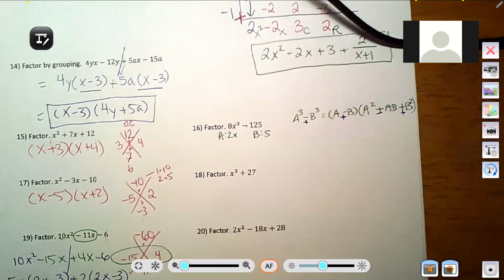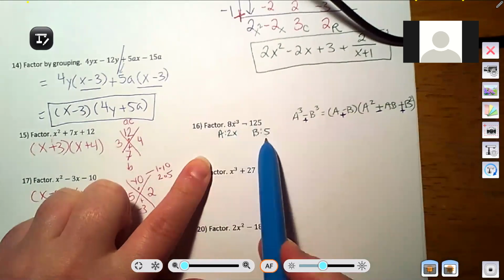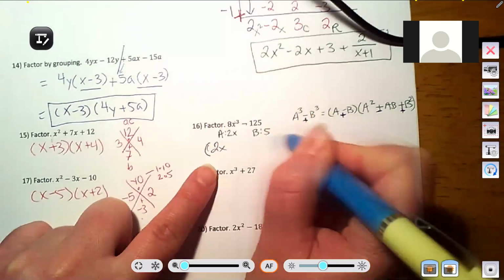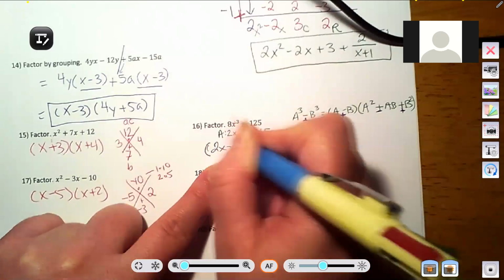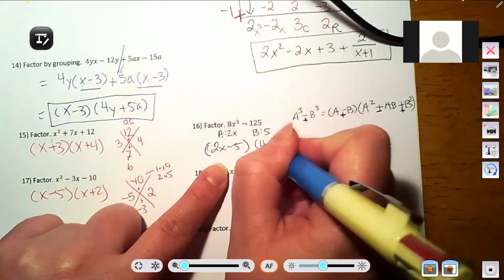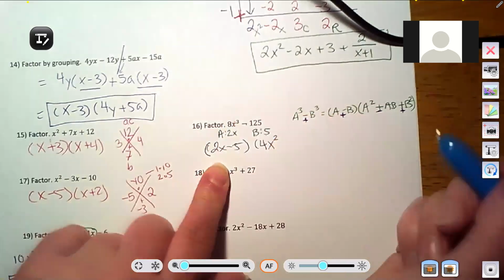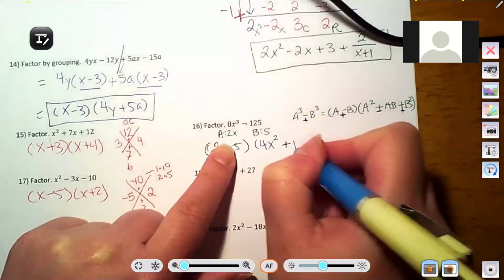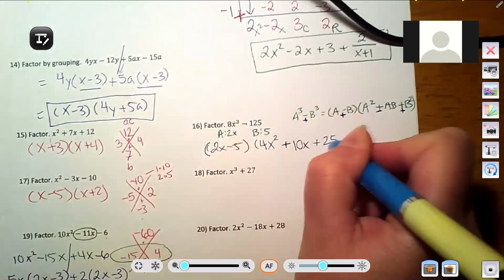So for plugging it in, that's all we have to do now that we've figured out what was cubed and what was cubed. So we're going to have 2x minus 5, and then we're going to square the 2x. So 2x times 2x. Make sure you are squaring the whole thing, the 2 and the x. So 4x squared plus a times b, so 10x, and plus b squared, so 25.